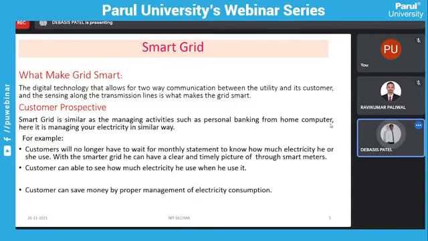Apart from that, the customer will no longer have to wait for a monthly statement. Your monthly statement comes every month, but you don't have to wait for that. You will get how much electricity he or she used, as much as you want, when you want. With the smart grid, he can have a clear and timely picture through the smart meters.